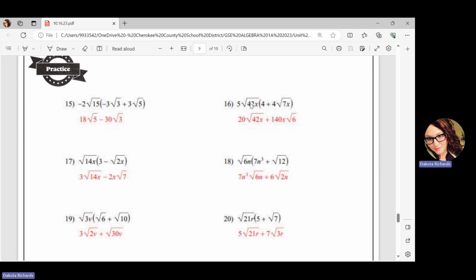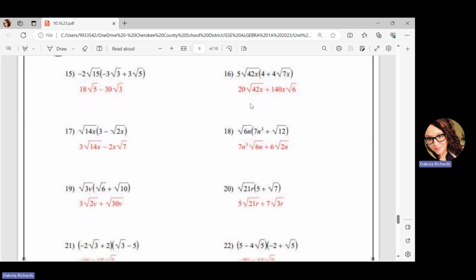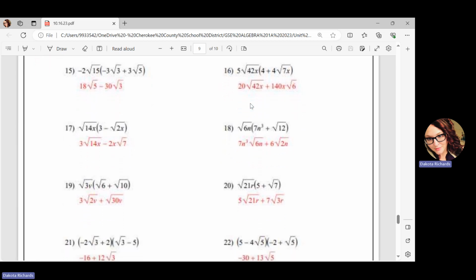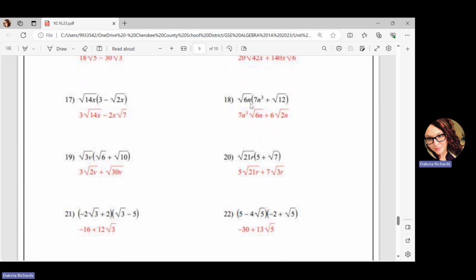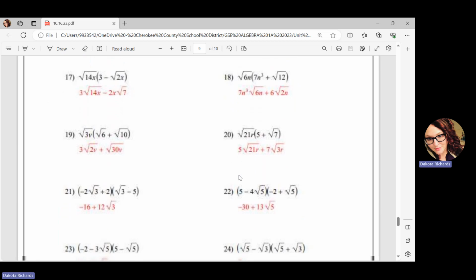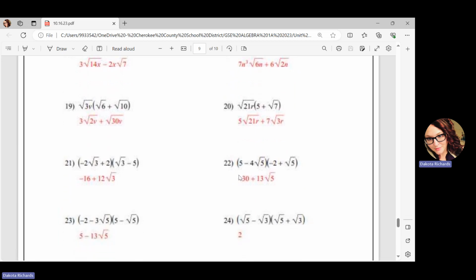Number 15, 18 square root 5 minus 30 square root 3. Number 16, 20 square root 42x plus 140x square root 6. Number 17, 3 square root 14x minus 2x square root 7. Number 18, 7n cubed square root 6n plus 6 square root 2n. Number 19, 3 square root 2v plus square root 30v. Number 20, 5 square root 21r plus 7 square root 3r.